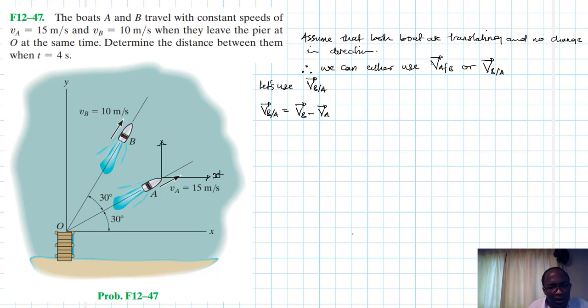Let's call this one x prime and y prime, while the fixed reference frame is this one. So having said that, let's find out the components of these. We'll have components for A and B so that we sum up these particular vectors. So let's work this out.